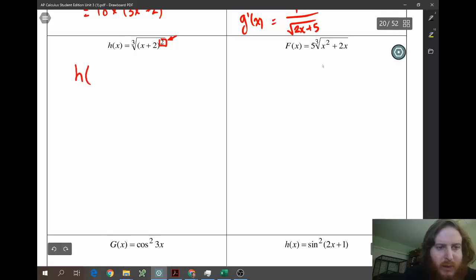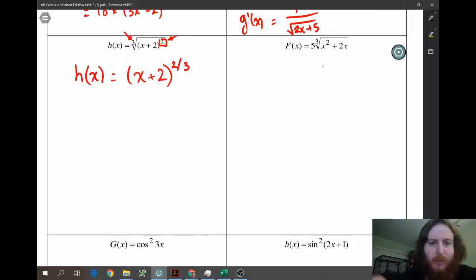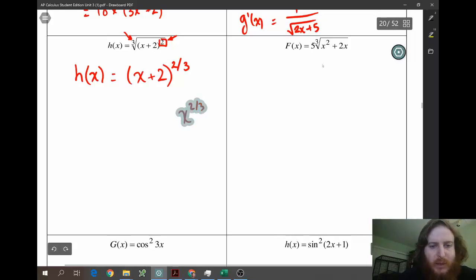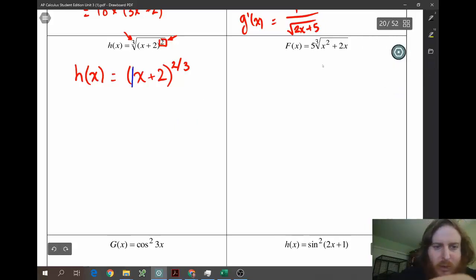So when we rewrite this, we get h of x equals (x plus 2) to the power of 2 over 3, right? The 3 goes in the denominator. Now, we could do x to the 2/3 power, right? We could take that derivative. But this is not x to the 2/3 power, it's x plus 2 to the 2/3 power. So we're going to kind of box that.